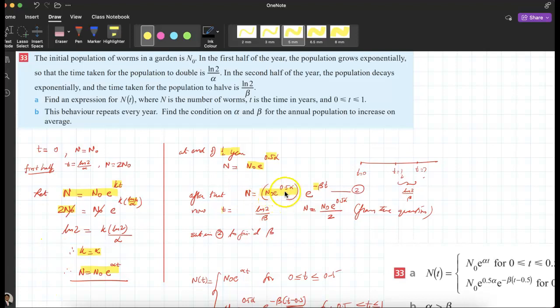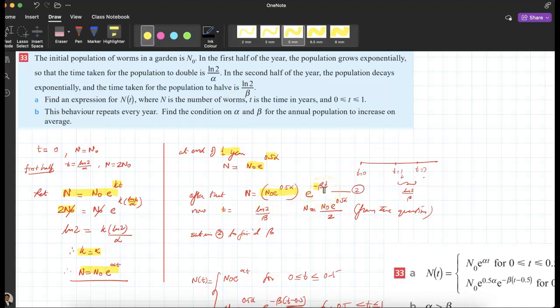Why? What I am doing is using the formula N is equal to N naught e raised to kt, here minus kt. The population at the end of the first half will become the initial population for this. So this is my initial population for the decreasing part. Because it says in the second half, the value at the end of the first half is the initial value for the second half. It's like I'm substituting e raised to minus beta t.